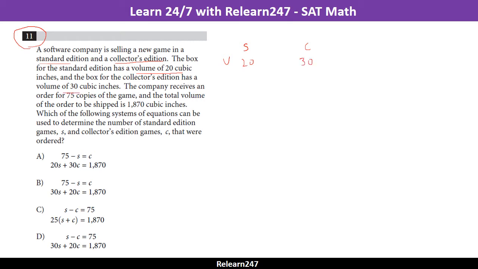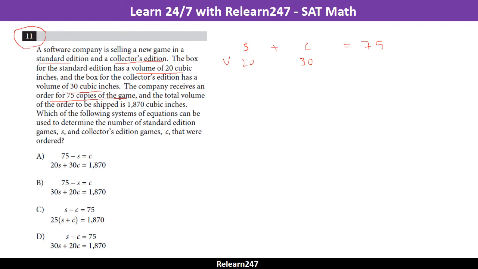Doing it like this makes it very simple to remember the information, because the statements are so many and the question is so verbose. Now moving forward, the company receives an order for 75 copies of the game. So what the company is saying is that standard edition plus collector edition equals a total of 75. So we have one equation directly, that is S plus C is equal to 75.